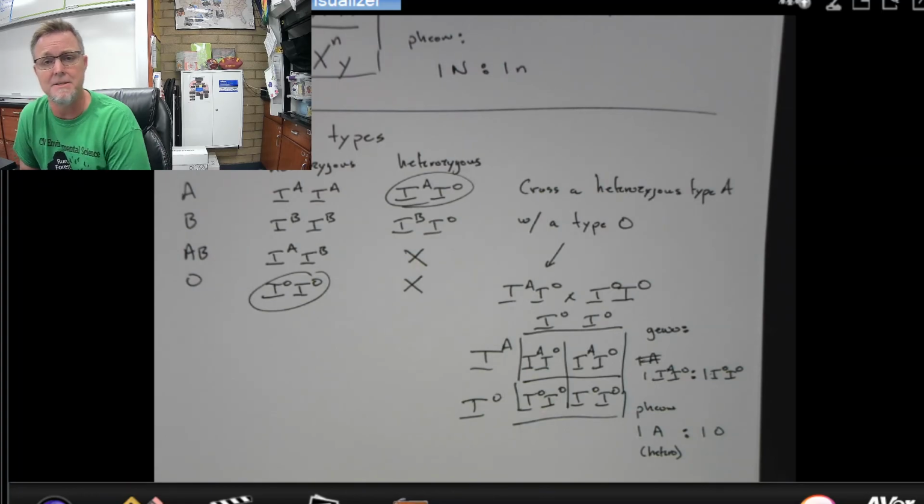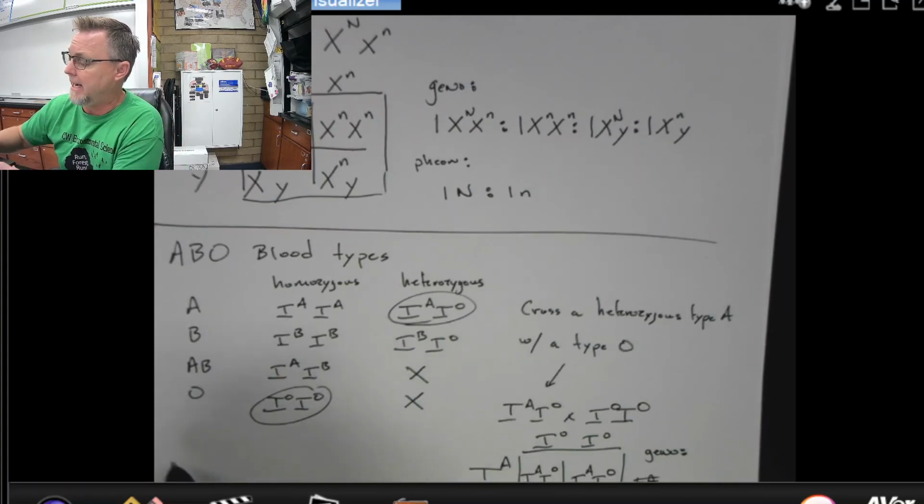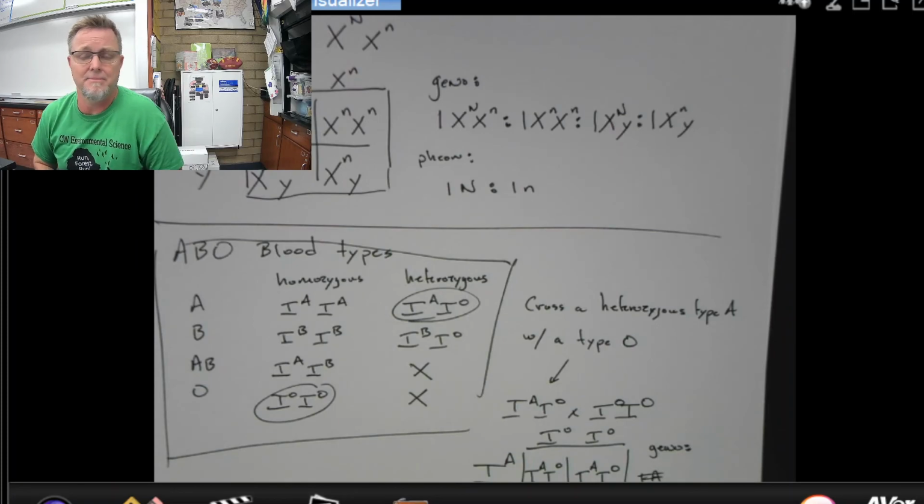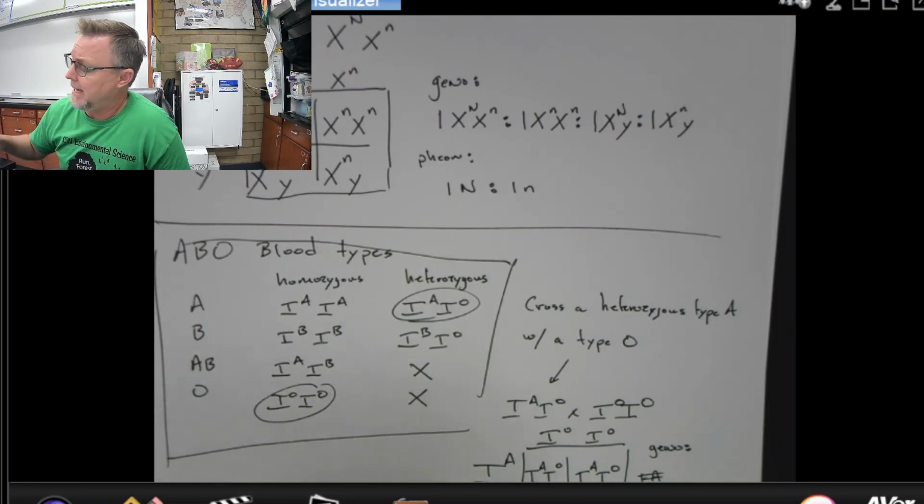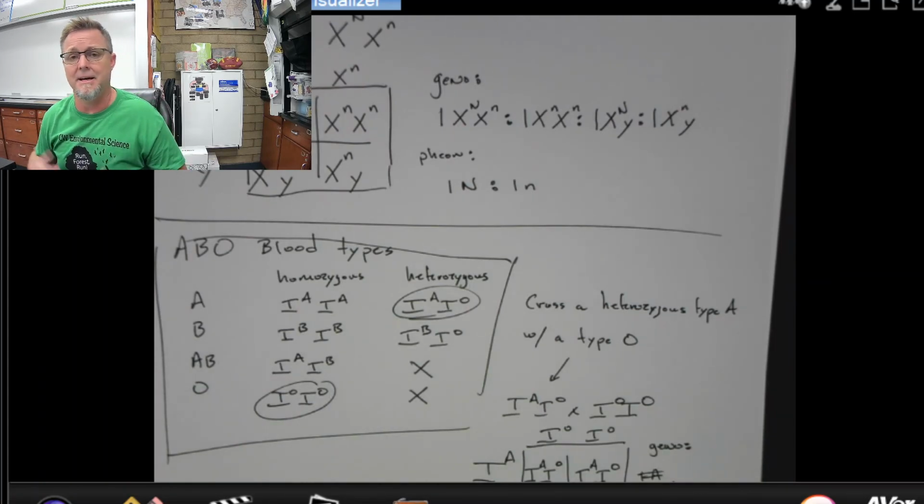It's super easy, super simple, so don't make it harder than it has to be. The key to doing these is you have to deal with that table. Outside of that, it's easy peasy lemon squeezy. So you might be asked on a test to do what I just did, cross a heterozygous type A with a type O, or you might be asked a question along the lines of: you've got a dad who has type A blood, a mom that has type O blood, and here are these 4 kids and their blood types. Which of those kids belong to those parents?